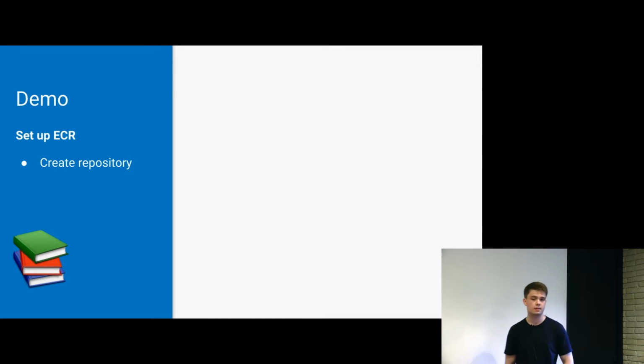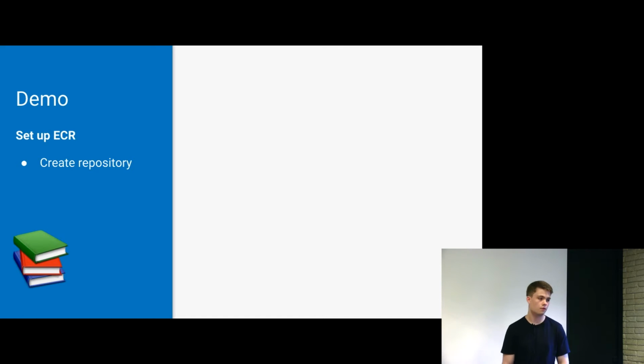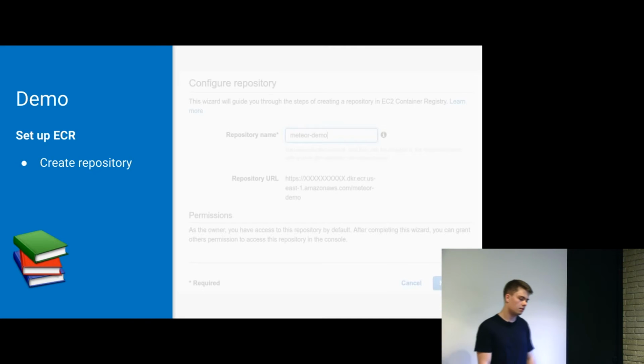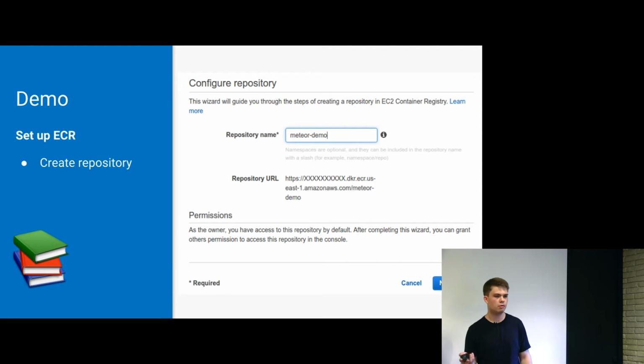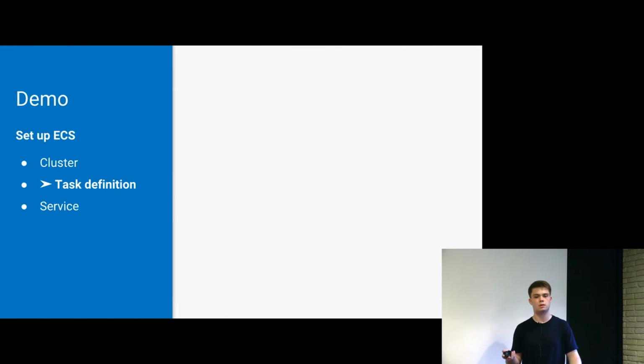So as a next step, we need to set up our things on AWS. Firstly, it will be ECR, the container registry. It's not even worth showing, because you just set the name and you'll have a URL where you can push your locally built image.